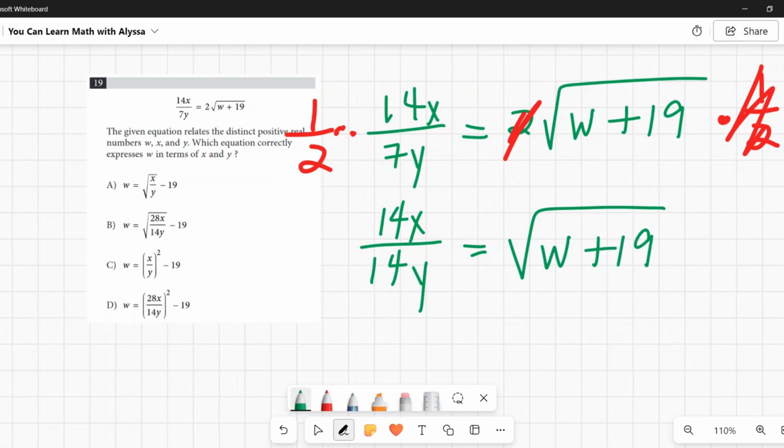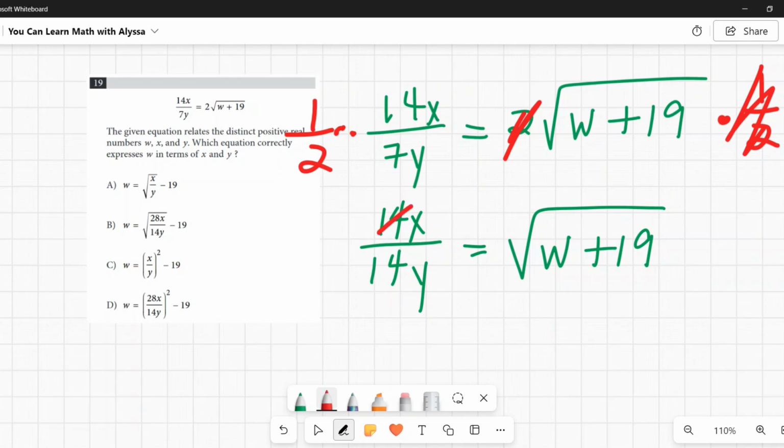Well, before I go any further, look over here. I've got a 14 times x and a 14 times y. When things are being multiplied, not added or subtracted, but multiplied in fractions, you can cancel out things that have factors in common. So if this had been 7, I could have said, oh, 7 goes into 7 one time and it goes into 14 two times. I can simplify it like that. Absolutely. But here it's even easier.